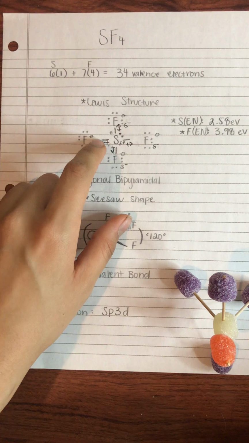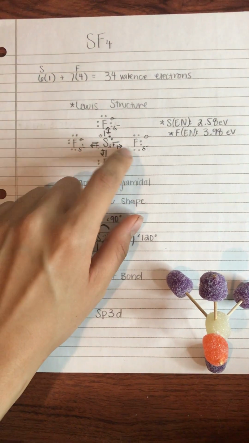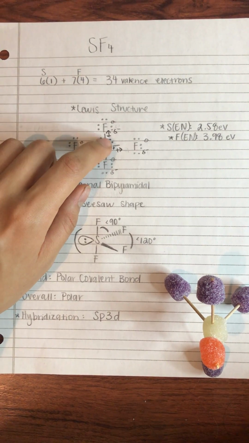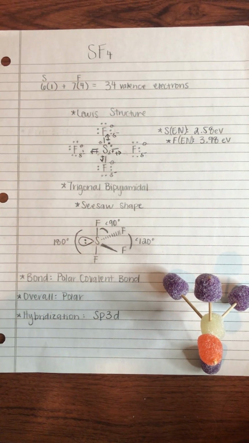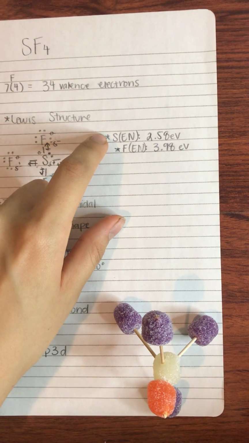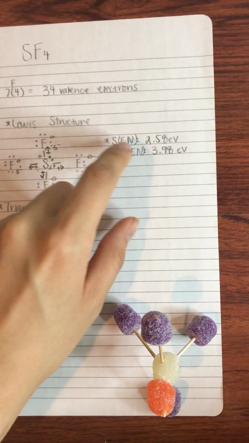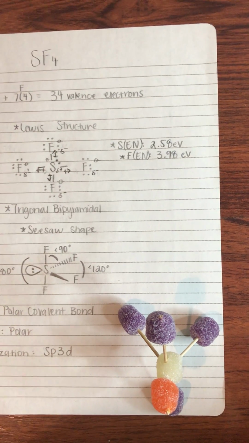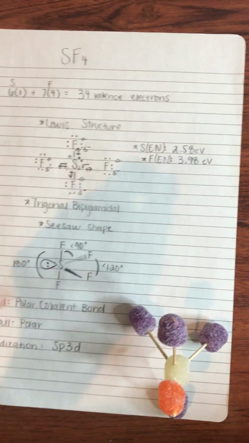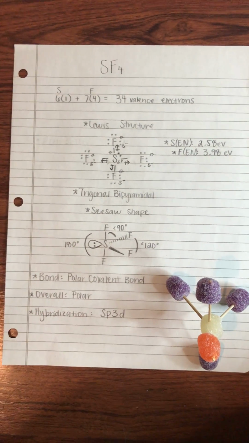Notice there are single bonds between each sulfur and fluorine, and there is 1 lone pair on that middle atom, sulfur. So sulfur does go in the middle since it is a lower electronegative atom of 2.58 electronegativity, while fluorine has a higher electronegativity of 3.98, so it goes on the outside.